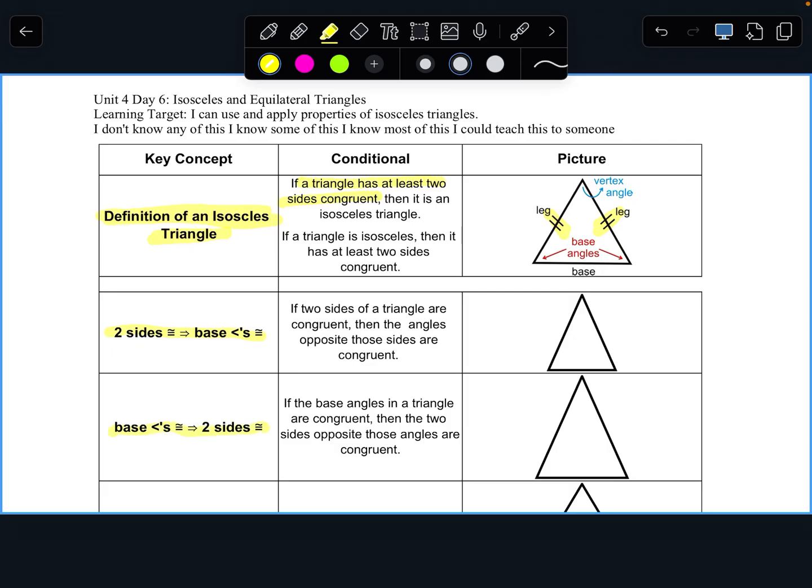Okay, these are also new proof reasons. They're kind of like, you know how you have your go-tos, like the reflexive and vertical angle theorem? These ones are used if you're stuck and need another part. And I'll show you once we get to proofs where they come from.